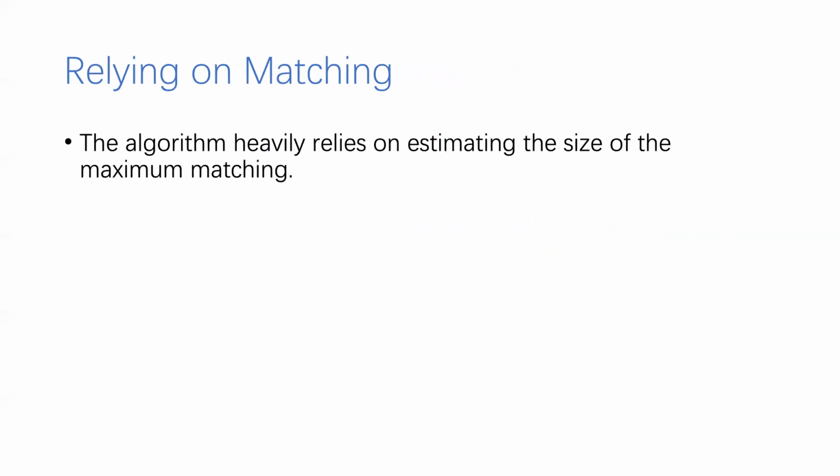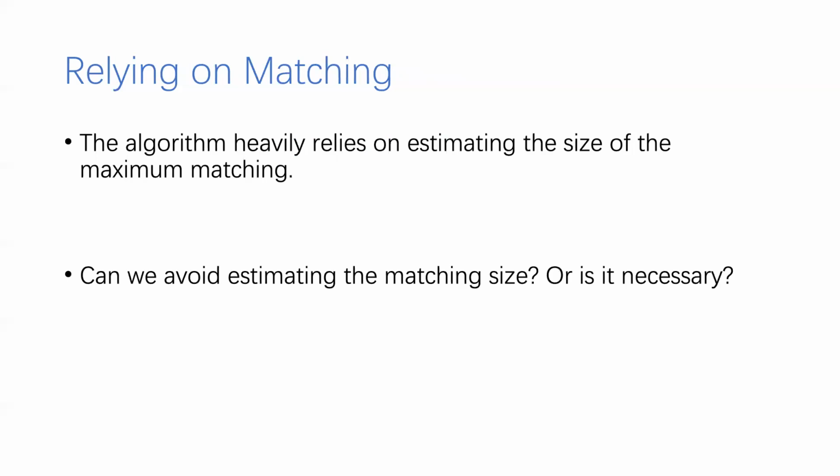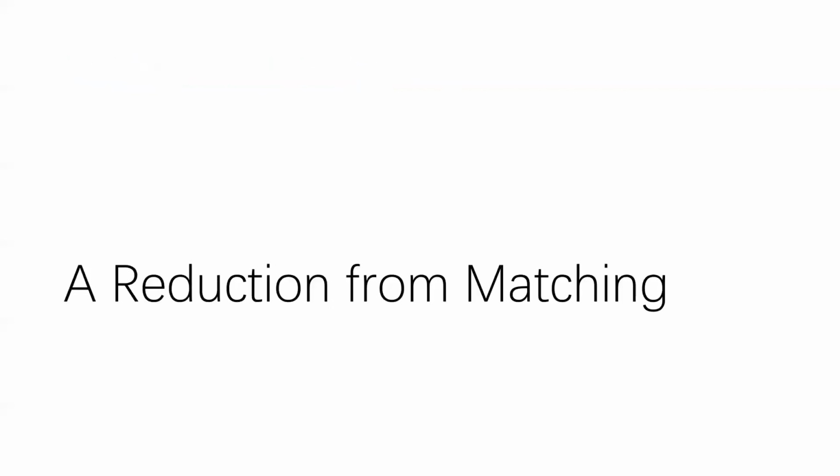Notice that the algorithm heavily relies on estimating the size of the maximum matching. In fact, since until now there is no algorithm that approximates the maximum matching size within a small enough constant factor in the query model, the approximation ratio of our Graphic TSP algorithm is also just slightly smaller than 2. So, a natural question is, can we avoid estimating the matching size, or is it necessary? The answer is it is necessary.